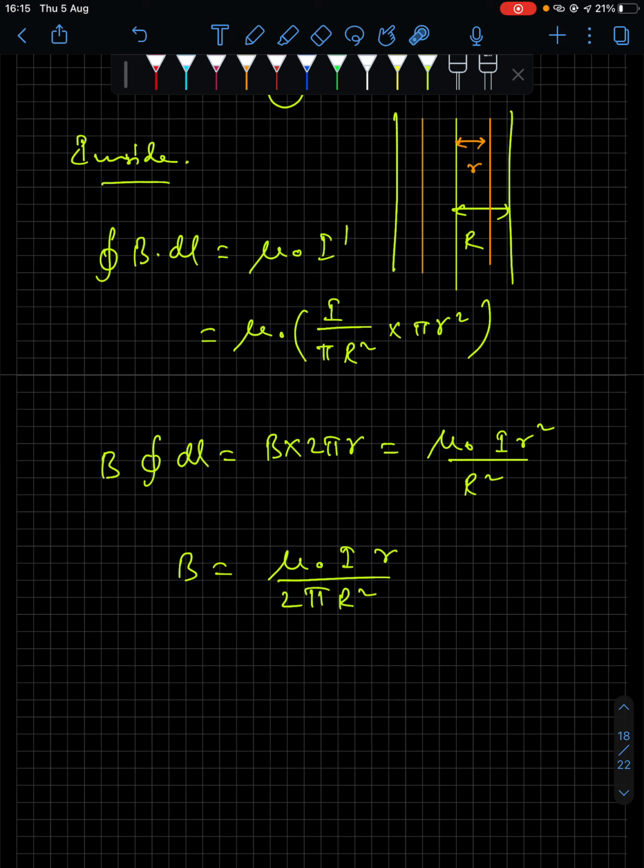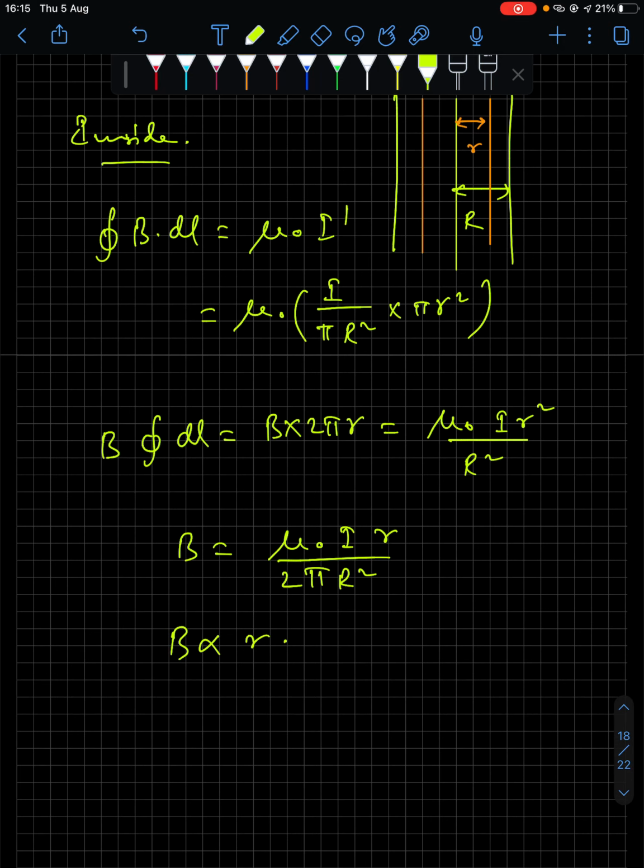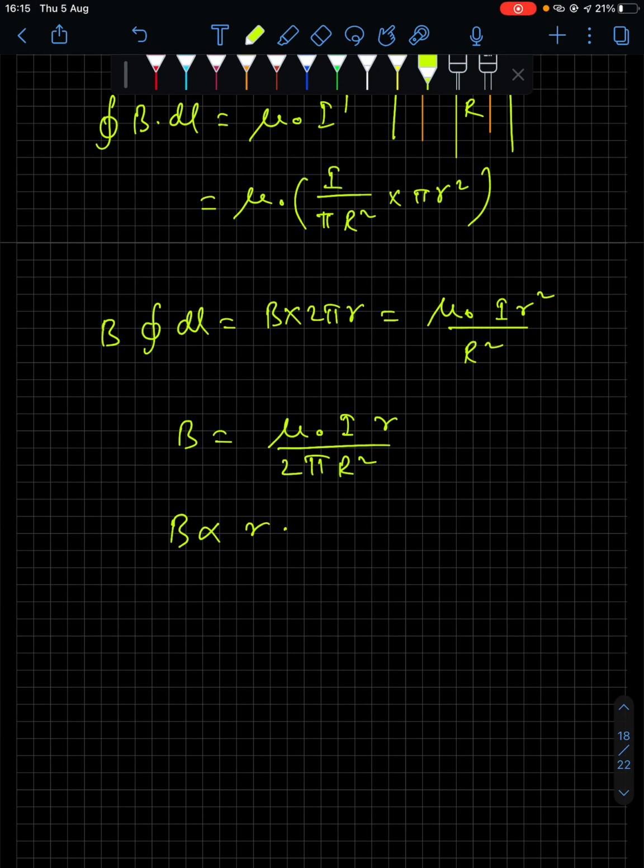Therefore since the radius capital R is constant, we were finding a relation between B and this r, which is inside the wire. So B is proportional to r, the first relation we got.